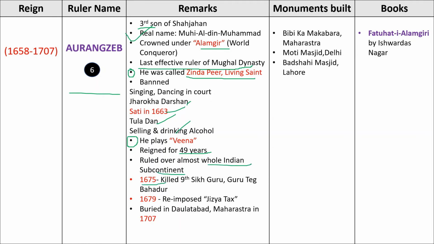In 1675, he killed the 9th Sikh Guru, Tegh Bahadur. This is also an important point to note. In 1679, he reimposed the jizya tax which was banned by Akbar. He was buried in Daulatabad, Maharashtra in 1707. The monuments built during his period are Bibi ka Maqbara, Maharashtra, Moti Masjid and Badshahi Masjid, Lahore. His book Fatawa-i-Alamgiri was released by Ishwardas Nagar.